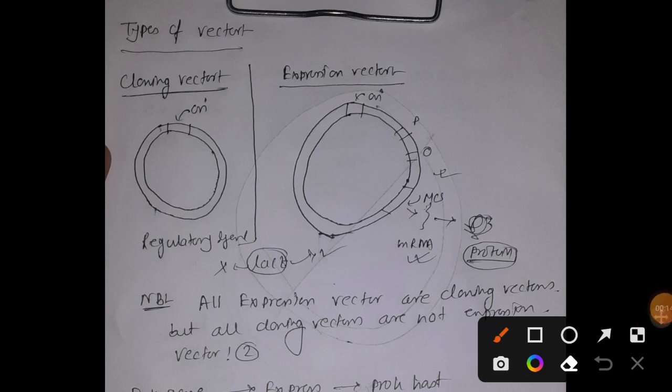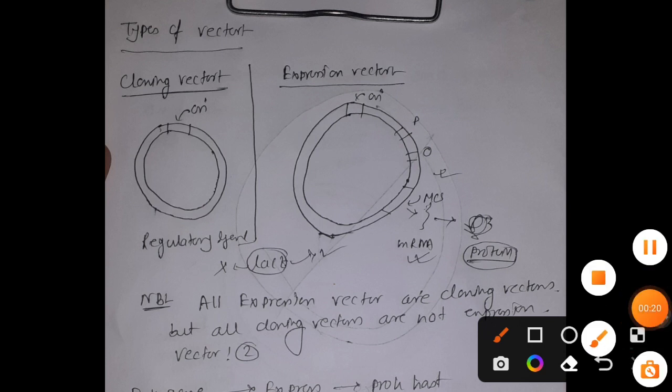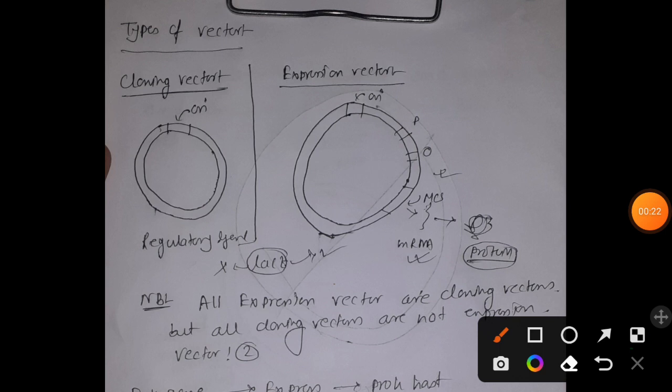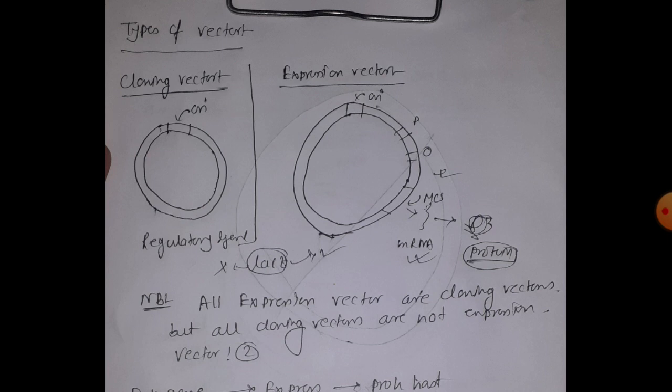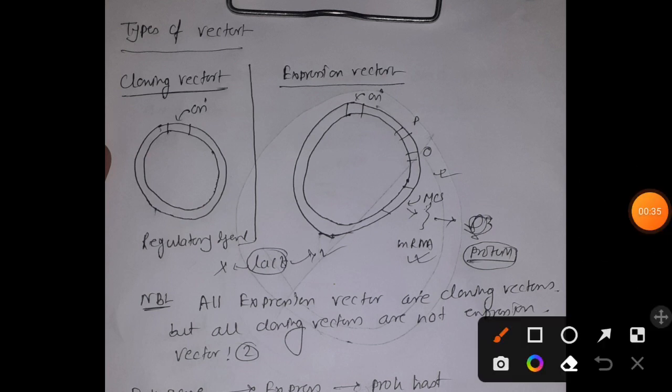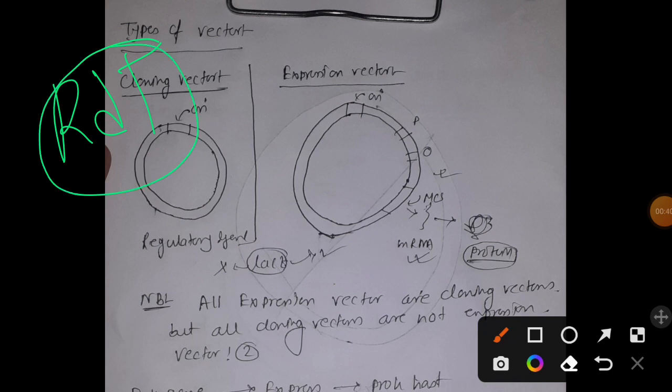In this video tutorial, we are going to talk about the types of vectors. The first thing we will talk about is the cloning vectors. This is the most basic type of vector, used from the beginning of recombinant DNA technology for our cloning procedure, right?